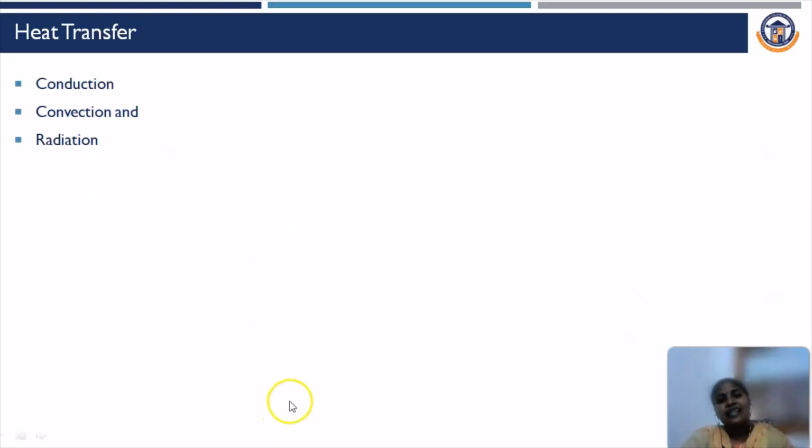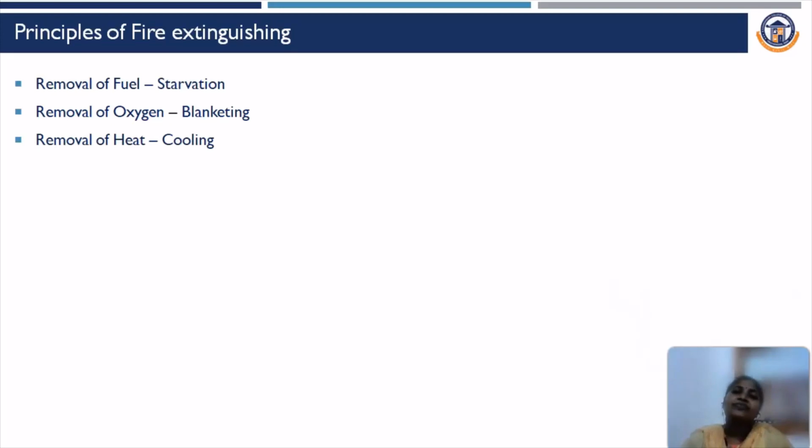So how is the heat, that is, the fire, transferred from one place to another? Already we have studied in our earlier school days that heat transfer occurs in 3 modes: conduction, convection and radiation. This is how heat transfers from one place to another. So how can this fire be put off? How can this fire be extinguished?